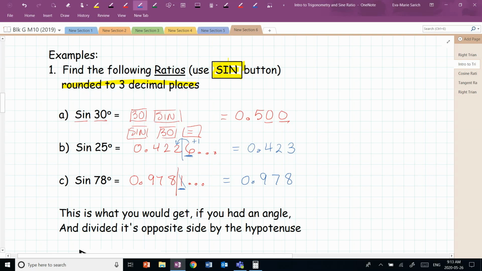So it doesn't matter if I take any 30-degree angle and I take the opposite and I divide it by the hypotenuse, I'm always going to get 0.500.